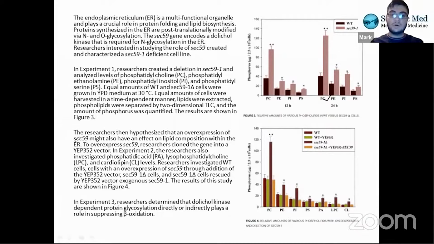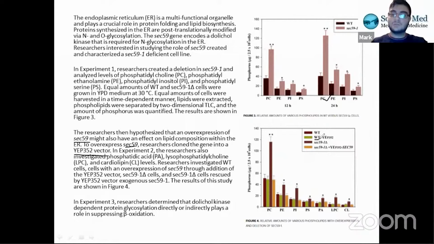Then overexpression might also have an effect, right? To overexpress Sec59, researchers clone the gene into this vector. You guys know what a vector is? It's kind of like a plasmid, something you use for genetic engineering to put a gene into a genome, bacteria, or virus, sometimes it's different. Then you put it into the cell you're looking at, and it'll repopulate, essentially. It's a way to put a gene into something. And the gene they're putting in, in this case, is the Sec59 gene to overexpress it, okay?